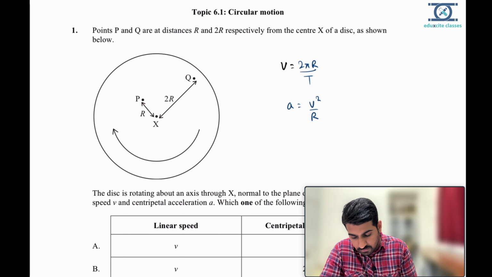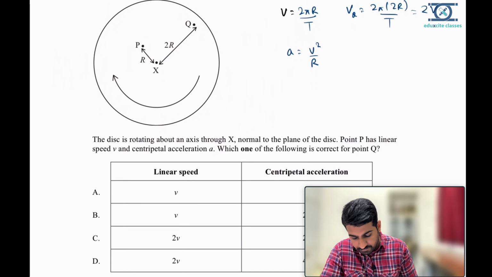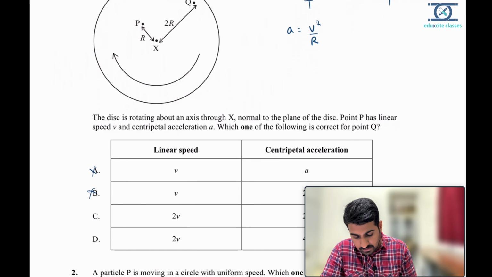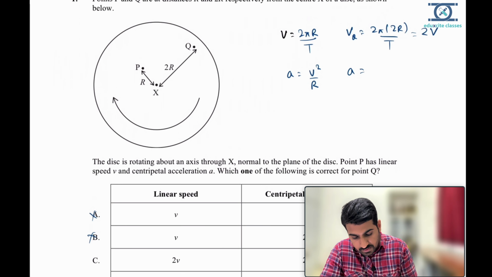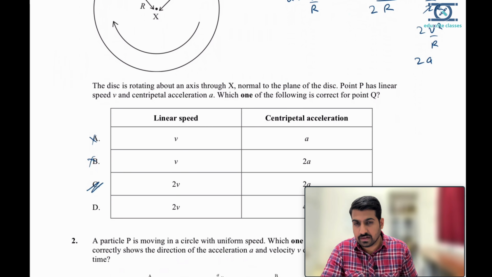Now when we say for Q, both are rotating on the same disk, so the time period is the same. So for VQ it will be 2 pi times 2r by t, so it will be 2 times V. So A and B are incorrect. Now for the acceleration it will be V square, so it will be 2V square by R. So R is again 2R, so it will be 4V square by 2R. So this becomes 2V square by R, which is 2 times A. So option C is the right answer.